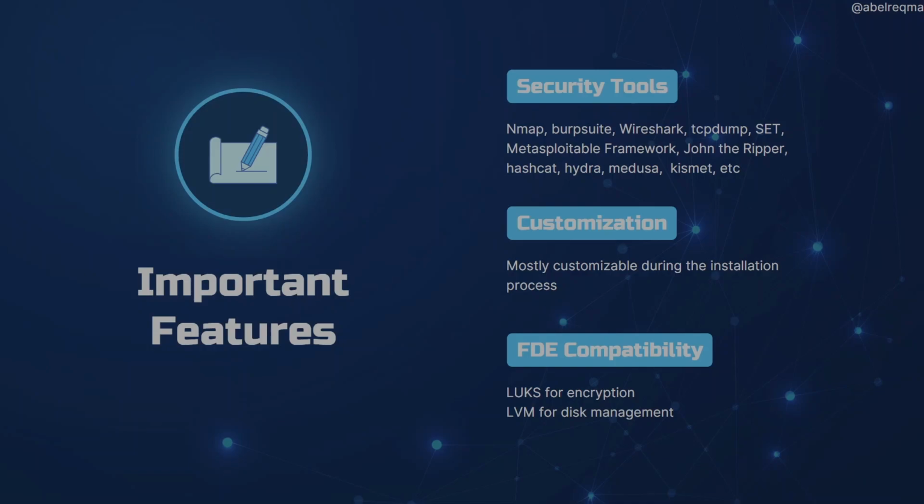During the installation process, you are able to customize the operating system. You can choose your desktop environment, encryption settings, and specific paths. Kali is also compatible with full disk encryption, which we'll see later on in the video. If you decide to use full disk encryption, Kali uses Linux Unified Key Setup, or LUKS for short, for the encryption, and Logical Volume Manager, LVM, for the disk management.